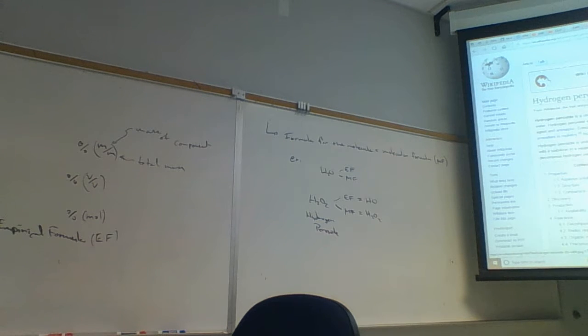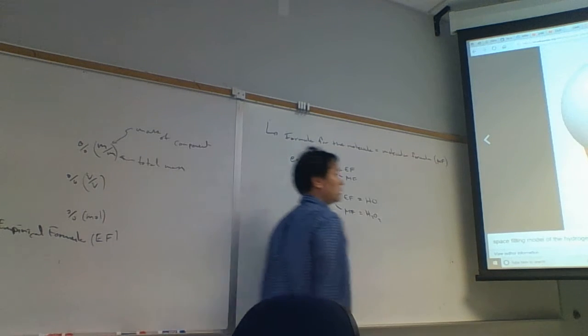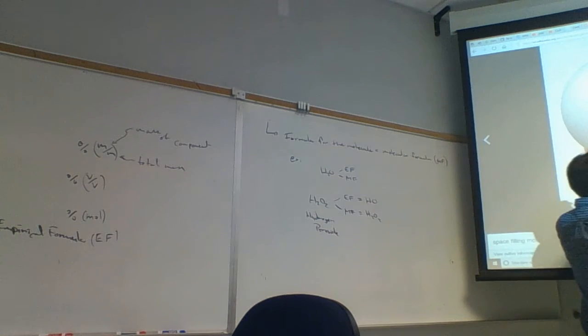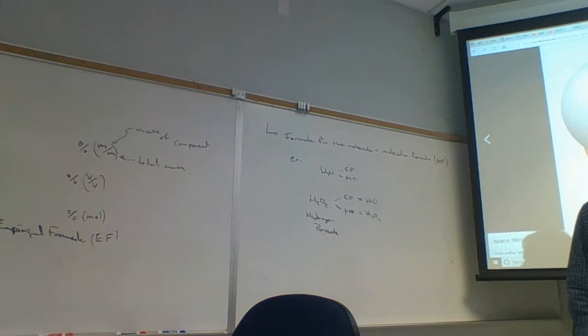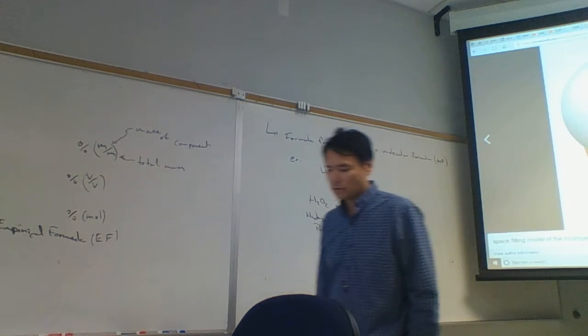It looks like this here. We don't split it. The 2 oxygens are actually bound together like this. And then you have 2 oxygens here and 2 hydrogens here. That would be the molecule, and therefore the molecular formula would represent that as well.